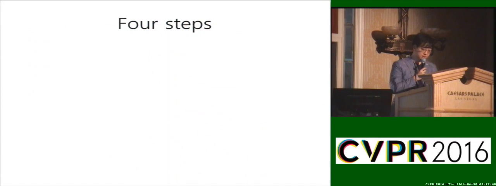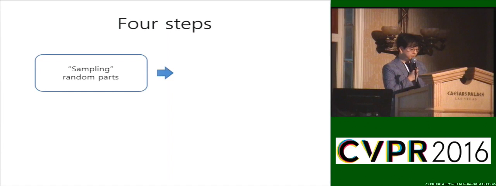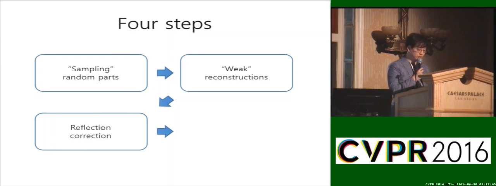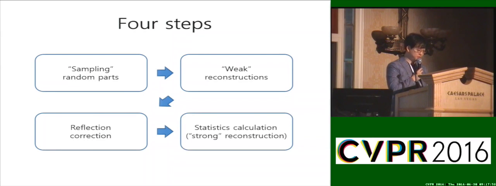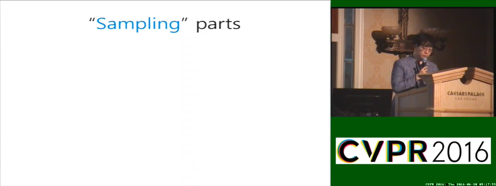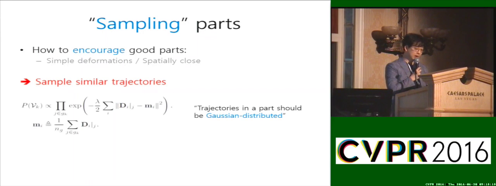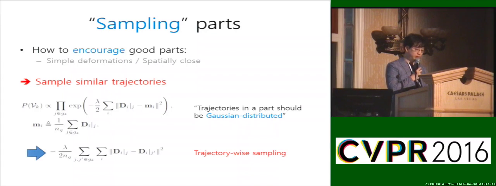So our method consists of sampling parts, weak reconstructions, and finally strong reconstruction. For the sampling step, we define a good sampling point to have simple deformations and their trajectories to be close. This can be roughly interpreted as preferring a Gaussian distribution, and this can be computed efficiently.